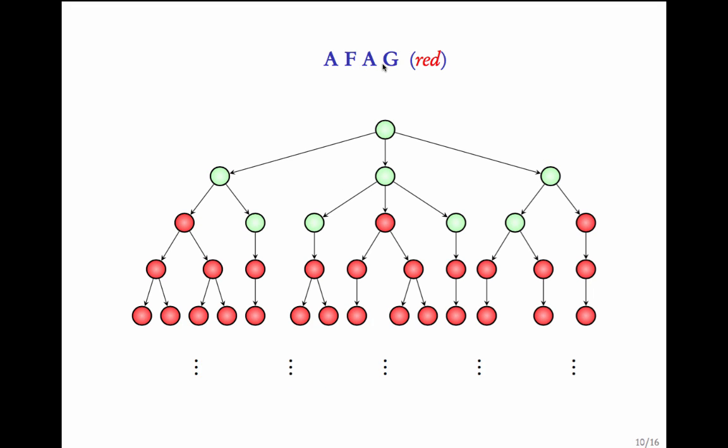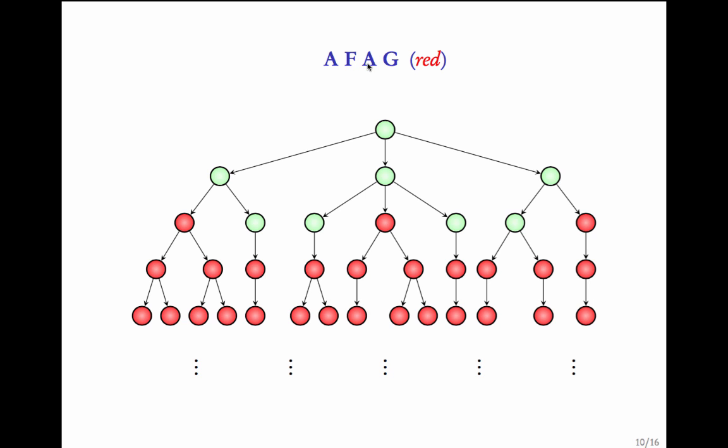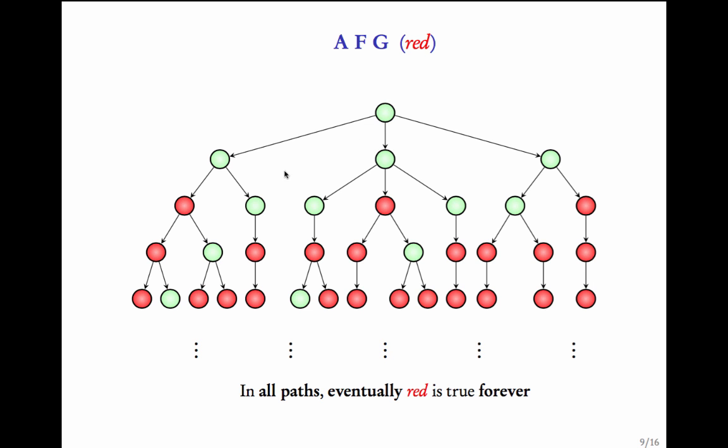What about AFAG? This is a CTL formula. Does it represent AFG? Let's see. AFAG red. This says that in all paths you reach a point from which the entire subtree should satisfy red. This is a stronger condition. Look at AFG red. You can have a tree where these nodes are never colored red. This one, this one, this one, this one, and yet it satisfies AFG red. For example, for this path, maybe the eventual condition starts from here.